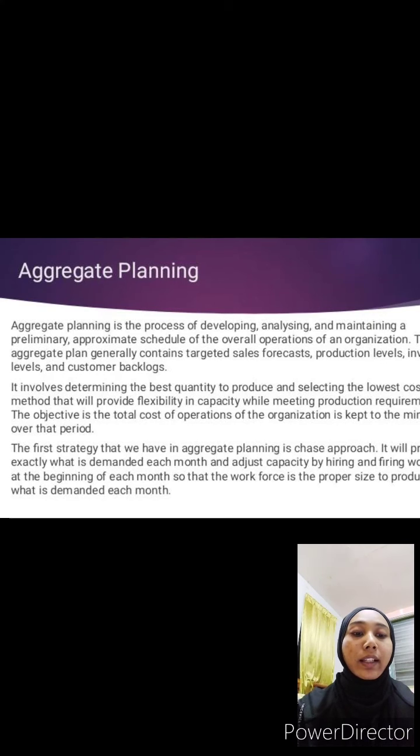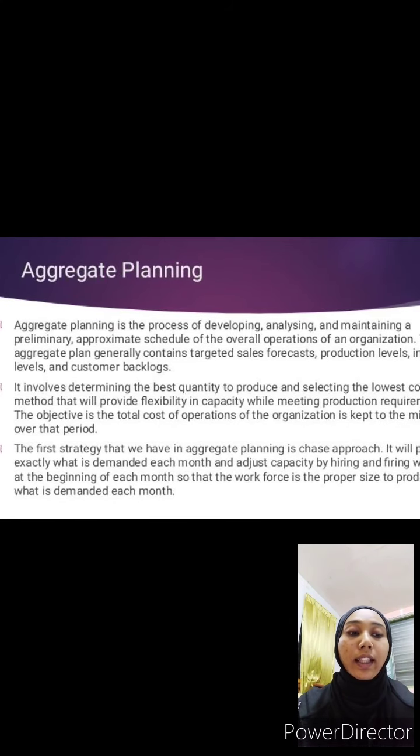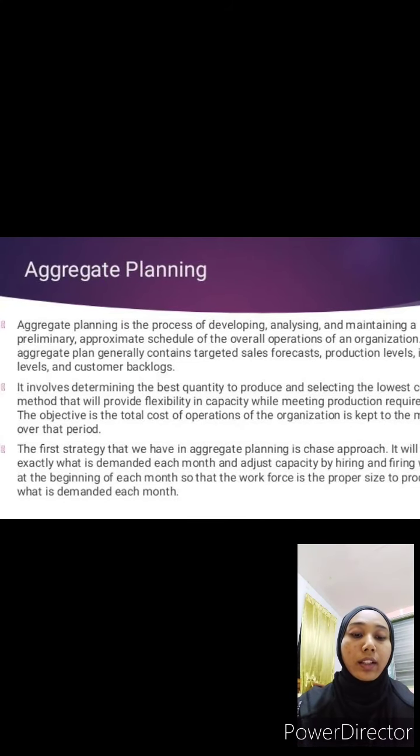Next, it involves determining the best quantity to produce and selecting the lowest cost method.